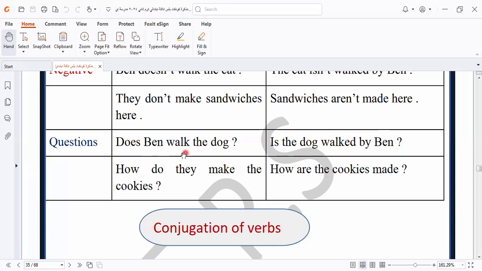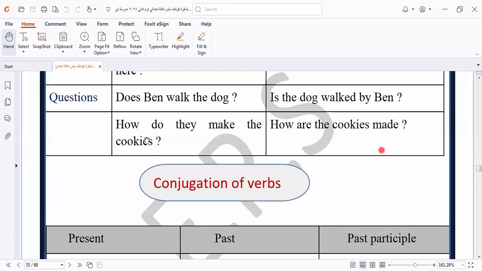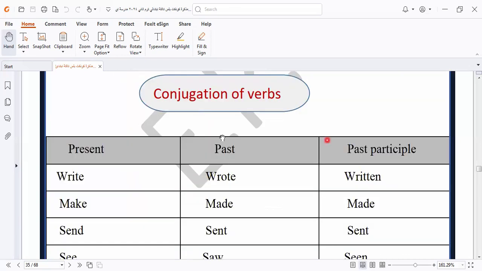The dog is walked by Ben. So is the dog walked by Ben? How do they make the cookies? They make the cookies. So the cookies are made by them. So how are the cookies made? This is the condition of it.